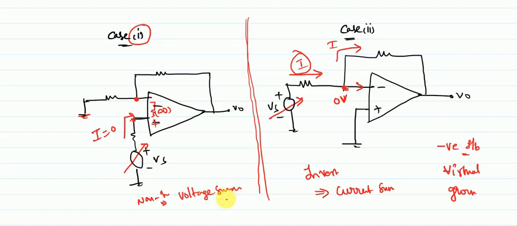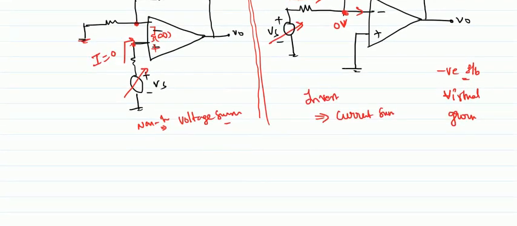So I think these are new points that you are seeing for the first time, because no one will explain these points. So I think I have explained two new points.